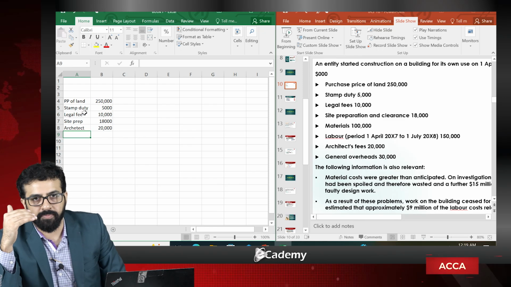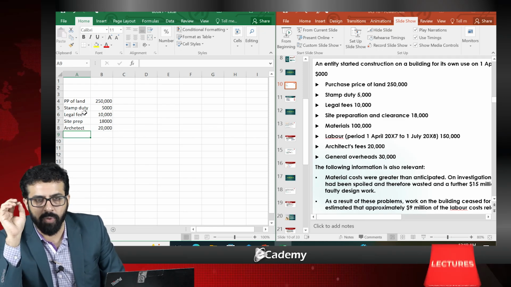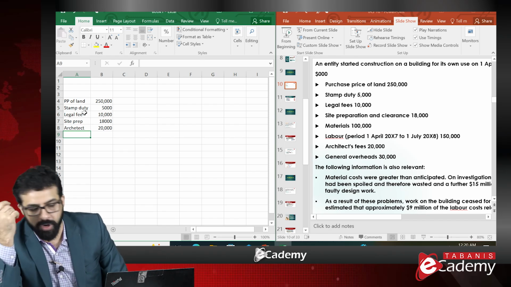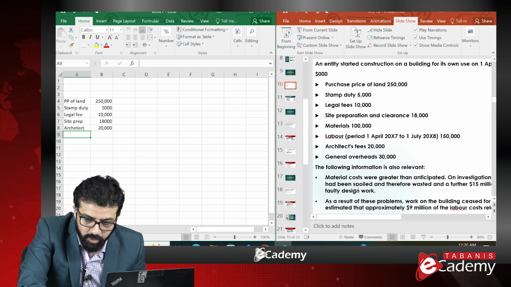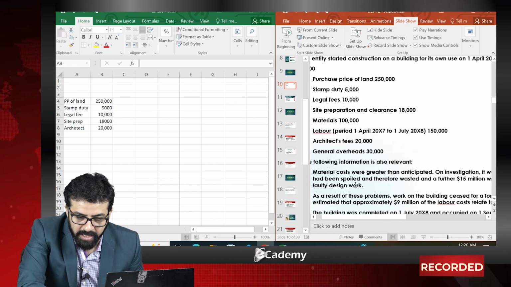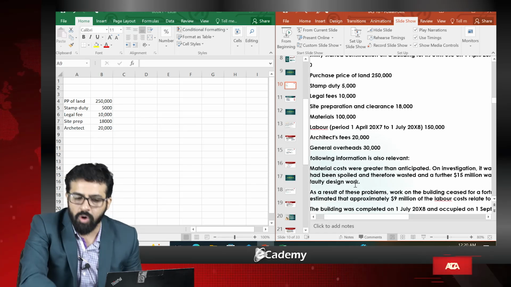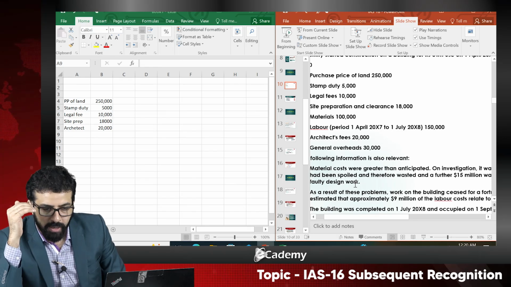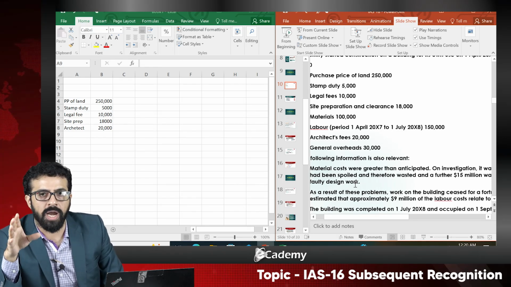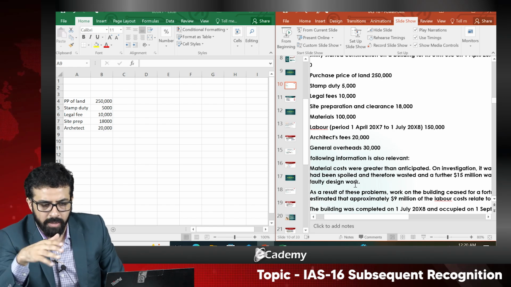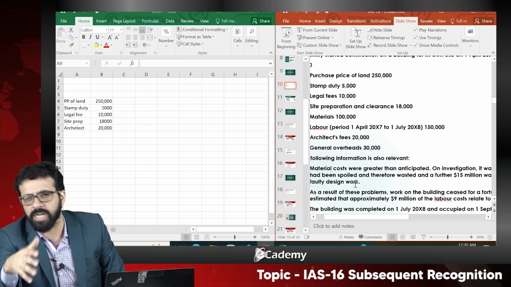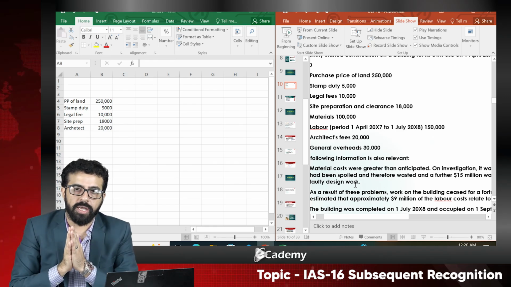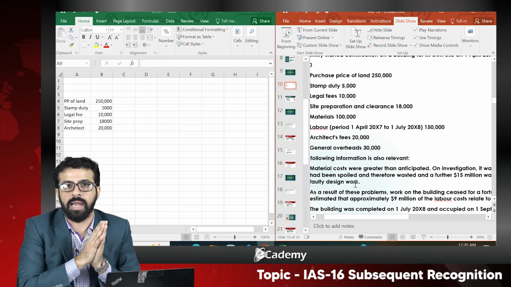Now the two data points remain to be solved. Number one is material and number two is labor. So what to include in material and what to exclude in material. The other information again relates to the material cost. Material costs were greater than anticipated. On investigation, it was found that the combined $25 million has been spoiled, and you can dedicate this cost to the cost of disposal. So the combined $25 million should be excluded out of $1 lakh.